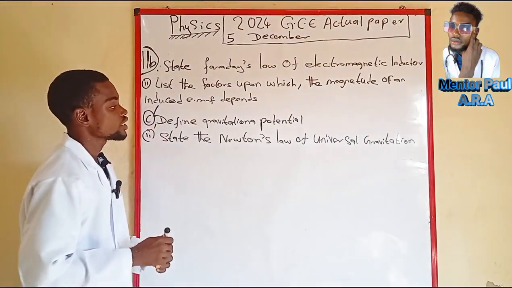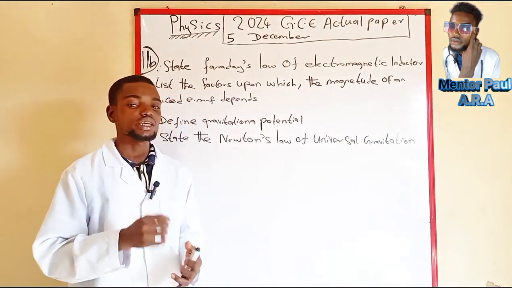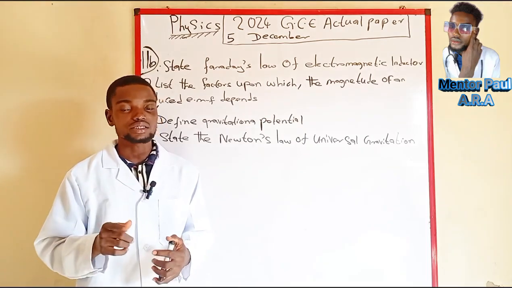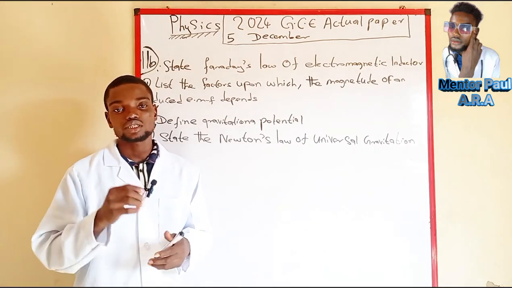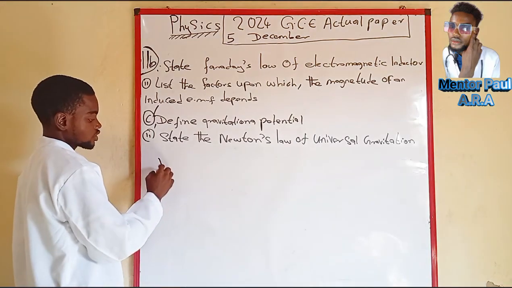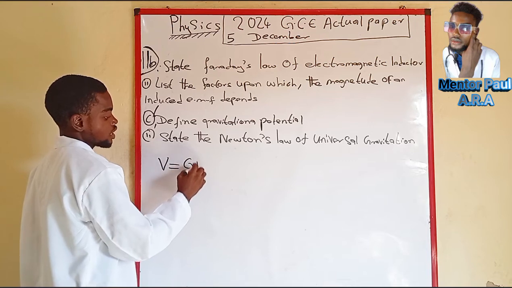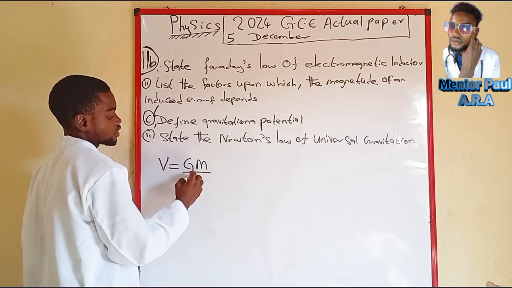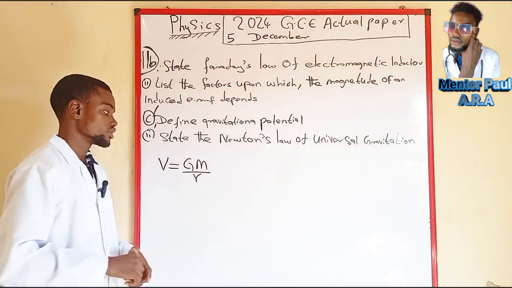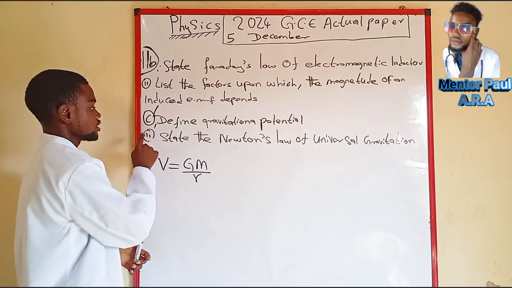Question 12i, define gravitational potential. Gravitational potential V in a gravitational field is the work done per unit mass in bringing a small mass from infinity to that particular point. Gravitational potential V is also given as GM all over the distance from infinity to that point, where G is the gravitational constant.